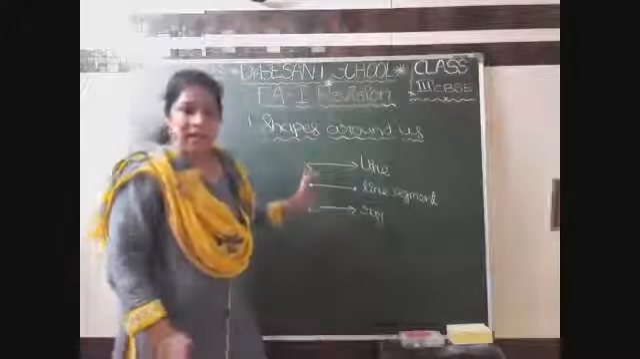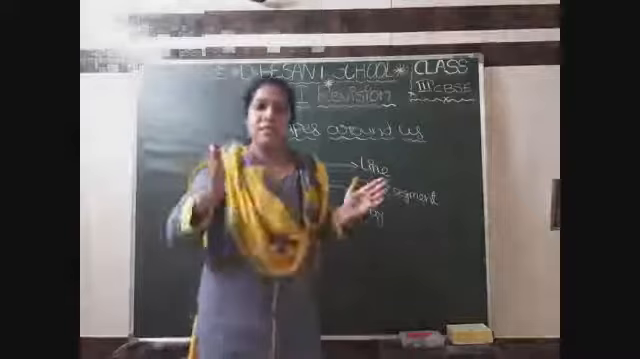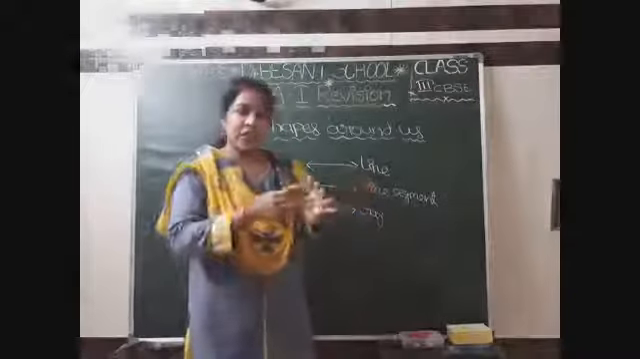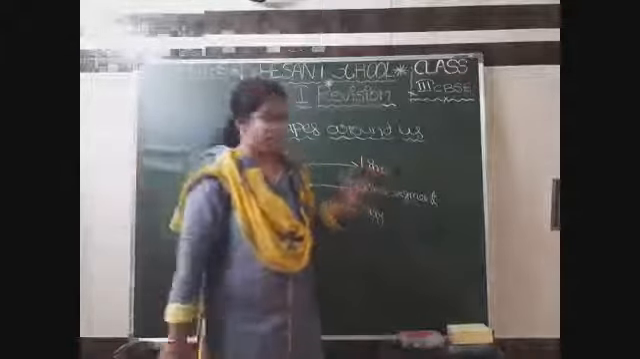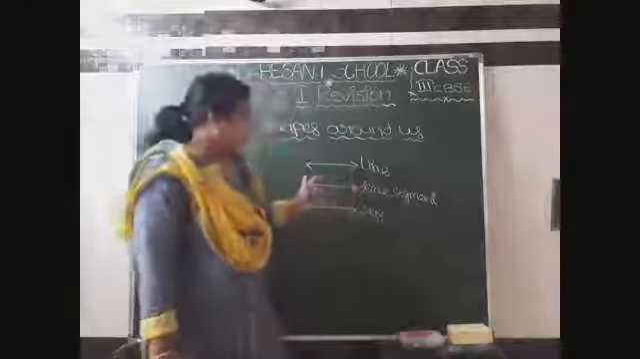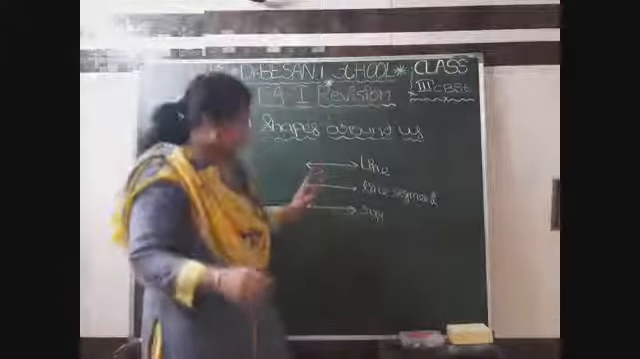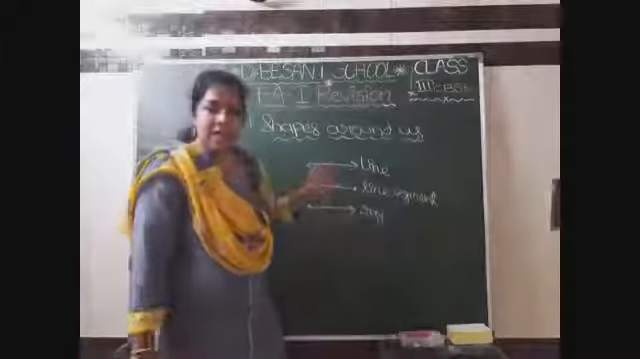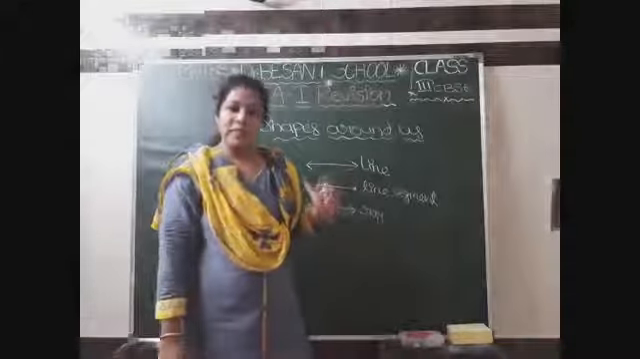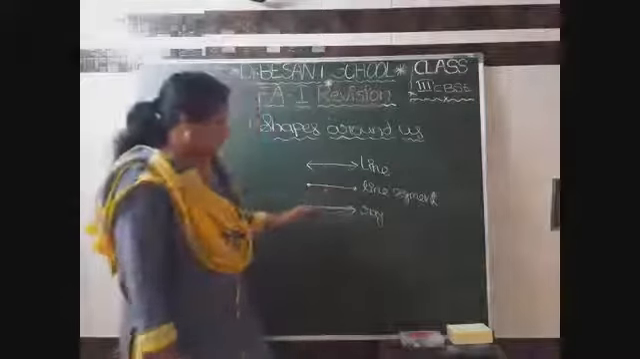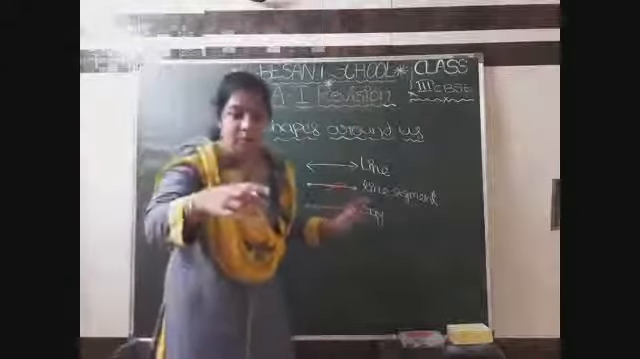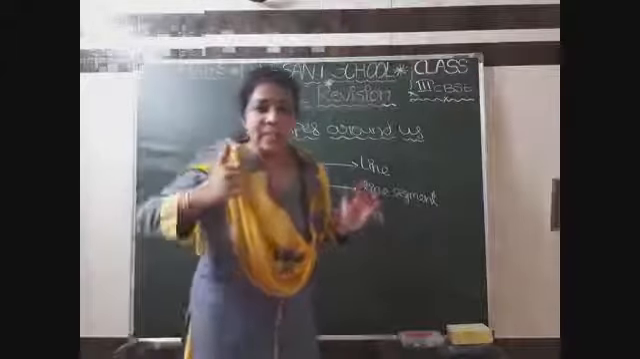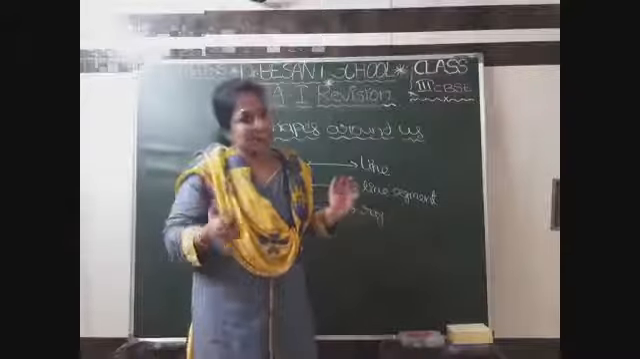What does line mean? A line does not contain a starting point or an end point. It can be extended on both sides. That is called a line. A line segment contains a starting point along with an end point. The line segment has a definite length also. That is the line segment. A ray has a starting point but no end point. It can be extended on one side. That is called a ray.